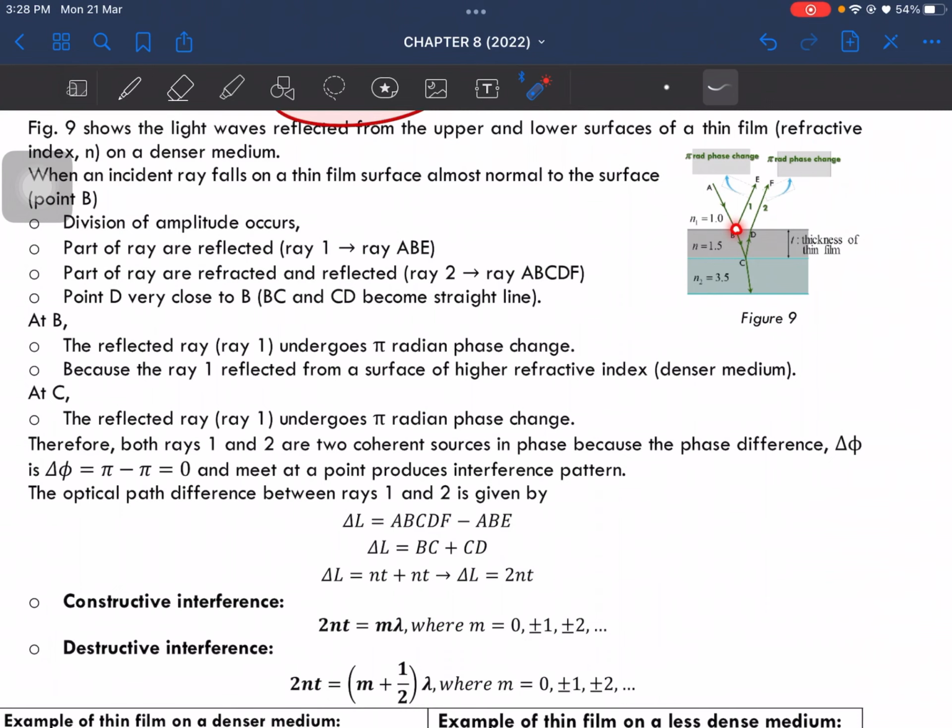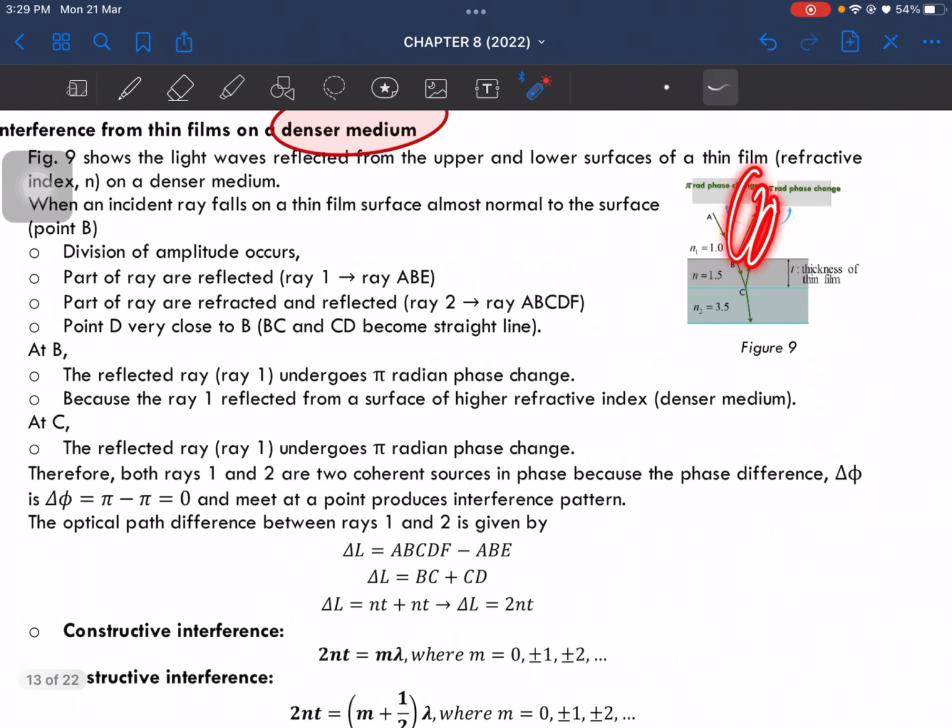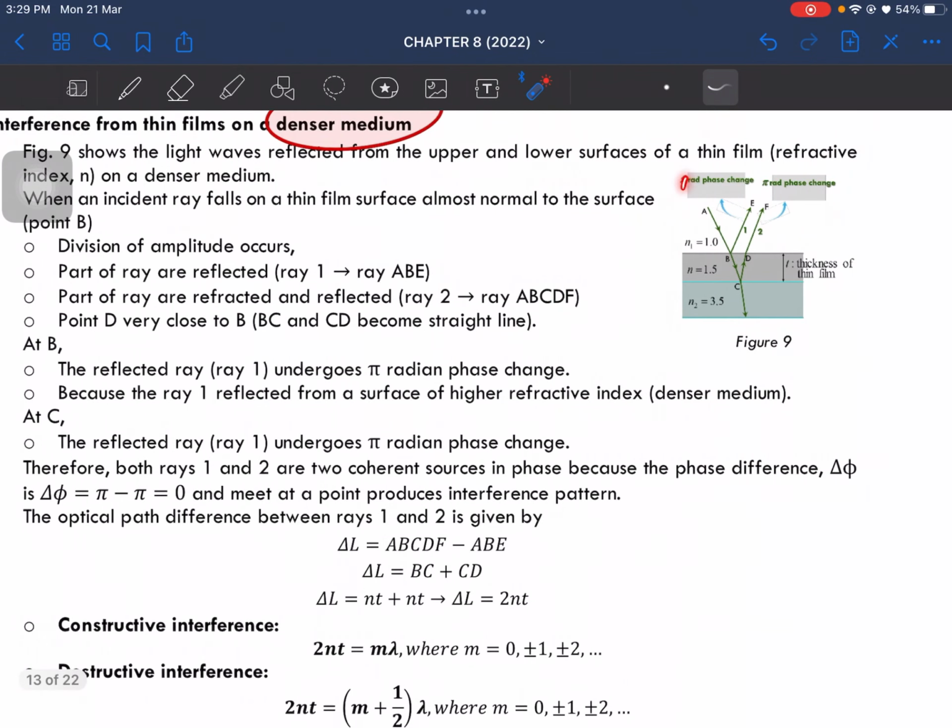At point B here, the reflected ray will undergo a pi radian phase change because it is going from a medium of lower refractive index to a higher refractive index. And then at point C, the reflected ray will also undergo a phase change because you can see the first medium is lower than this medium. So both of these rays, ray 1 and ray 2, are two coherent sources in phase because the phase difference is pi minus pi. They meet at a point which would produce an interference pattern.